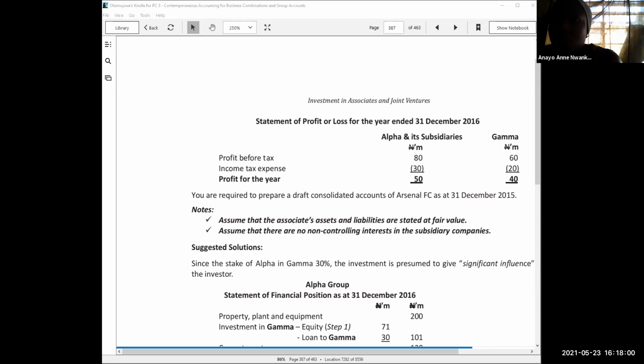Okay. Continue. Statement of profit or loss for the year ended 31 December 2016. Profit before tax: Alpha and its subsidiaries 80, Gamma 60. Income tax expense: 30 for Alpha and its subsidiaries and 20 for Gamma. Profit for the year: 50 for Alpha and its subsidiaries and 40 for Gamma. You are required to prepare a draft consolidated account of ACCA FC at 31 December 2015. I think that's all.